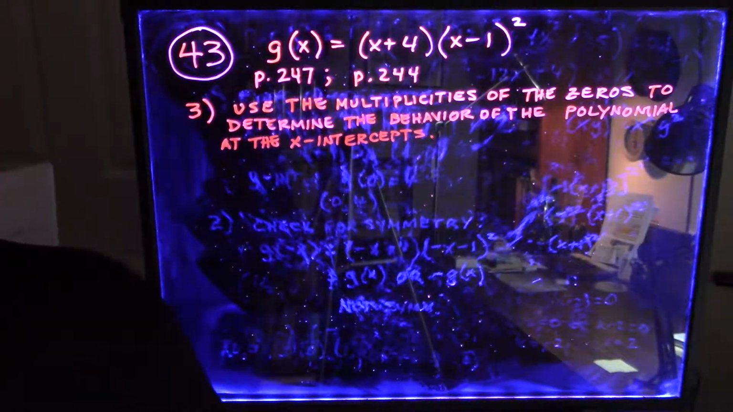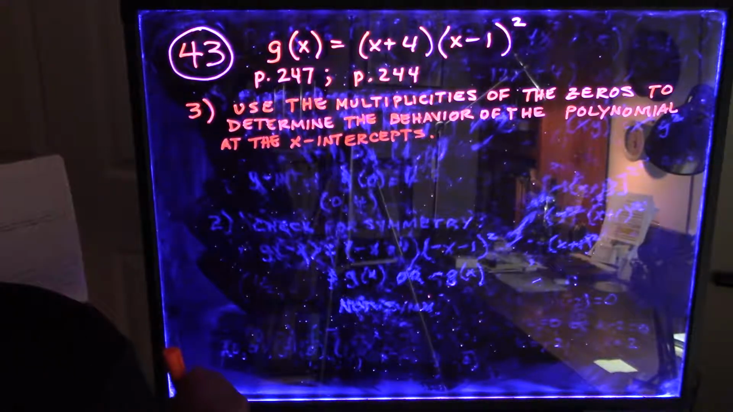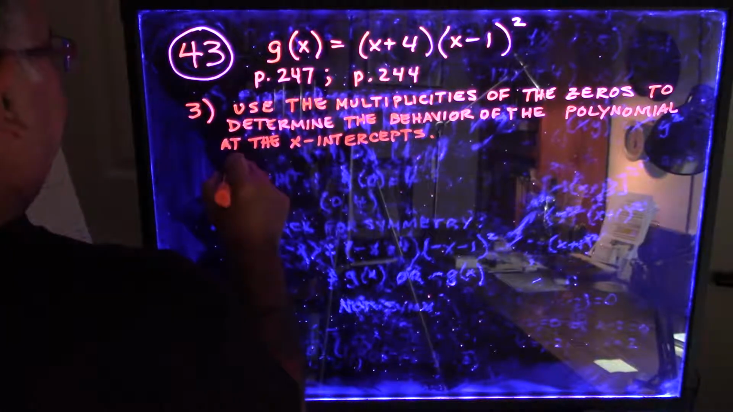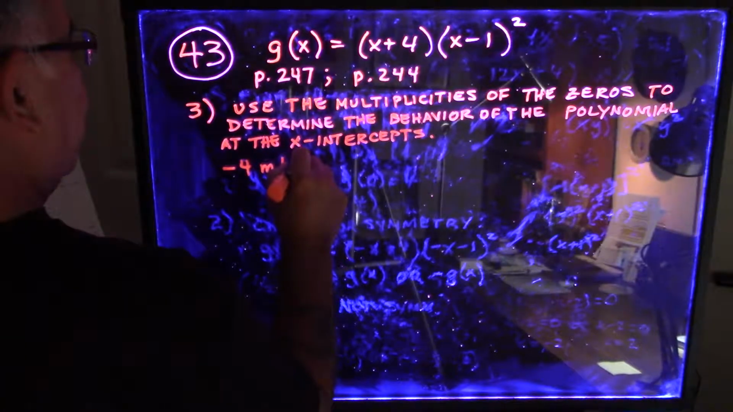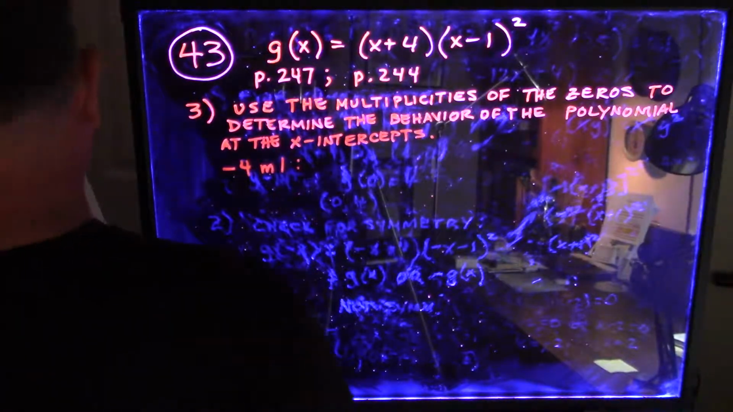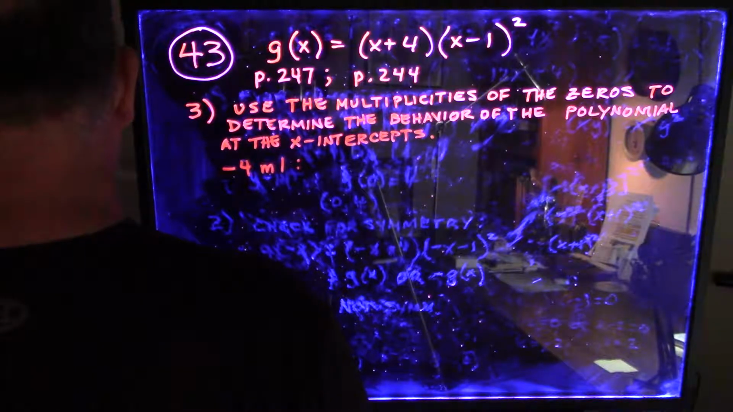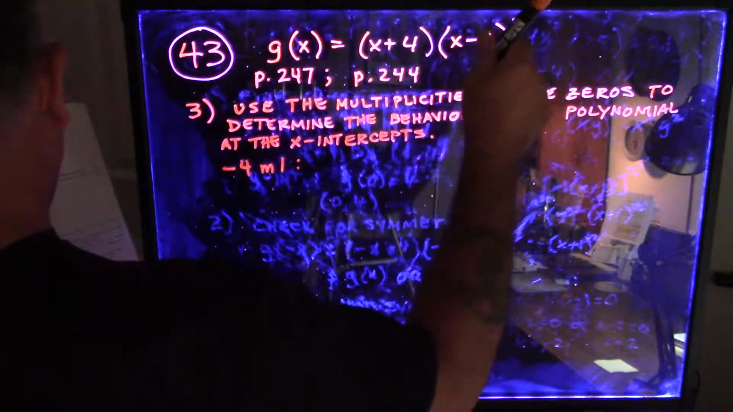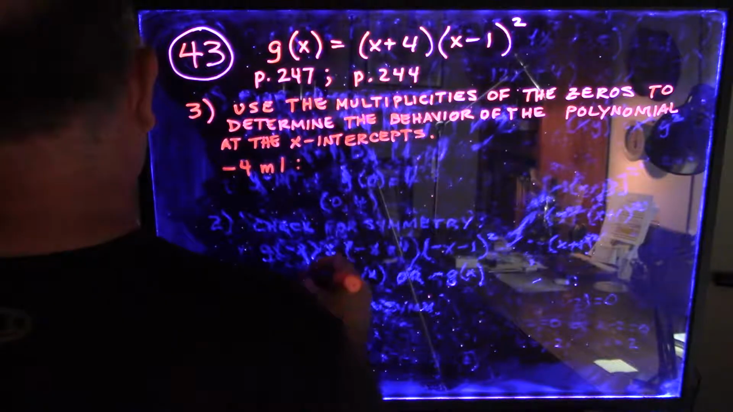Okay, so now this is something you find out on page 244, okay? So we have one x-intercept, negative 4, multiplicity 1, which we already found. Okay, so the graph will cross the x-axis at x equals negative 4. It goes all the way through, all right? It doesn't bounce off. It will cross the x-axis.